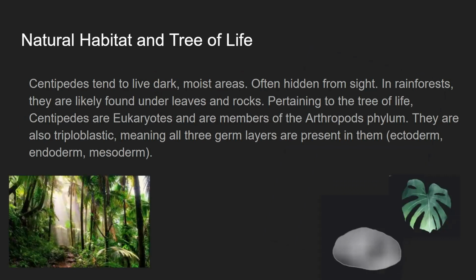So to go further into the natural habitat where they live and their placement on the tree of life, centipedes tend to live in more dark, moist areas. So you'll see them in rainforests, and they normally live under certain things like under leaves, under rocks. And further pertaining to the tree of life, centipedes are eukaryotes. So just like me and you, they're eukaryotes, and they are members of the Arthropod phylum, as I mentioned earlier. They're triploblastic, additionally, meaning they have all three germ layers: ectoderm, endoderm, and mesoderm. And because of the presence of mesoderm, that is why they have a full body cavity, not a pseudo body cavity or a false body cavity.